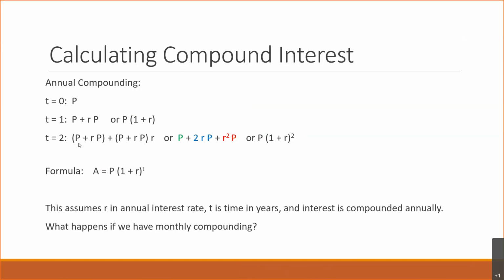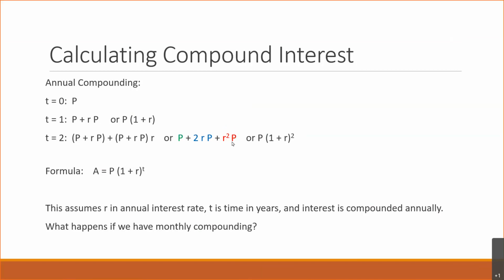So you can multiply this out. And so we have P, RP, and then we have another RP, and then we have PR squared. So you have P plus 2RP plus R squared P. And these are actually important terms. The P is our principal, that's the original amount of money. 2RP would be the amount that we would have if we had simple interest. And then what compound interest does is add this R squared P.